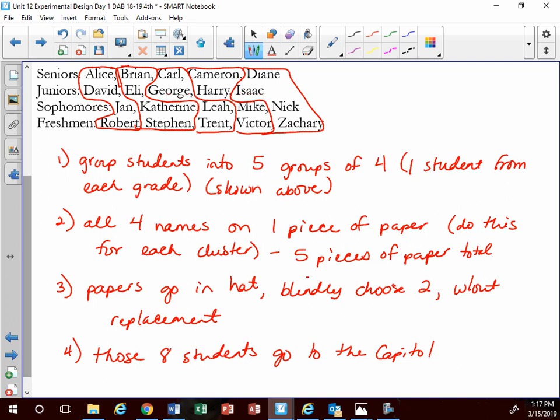It actually is probably going to make it more representative if you define, like, I'm putting 4 people together for this reason. Because now when I pick 2, I'm going to have 2 seniors, 2 juniors, 2 sophomores, 2 freshmen. Okay. Oh, thank you. That's awesome.